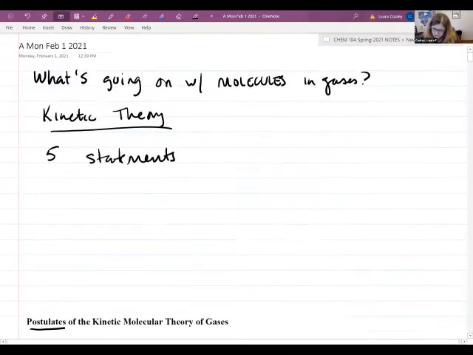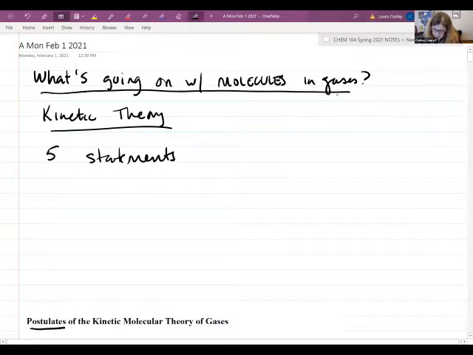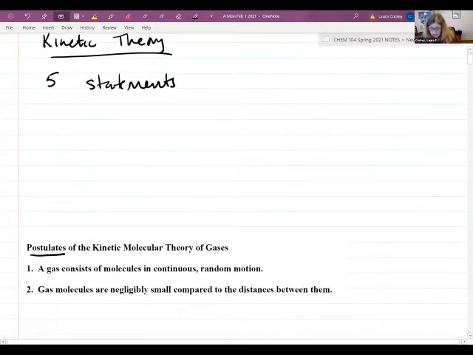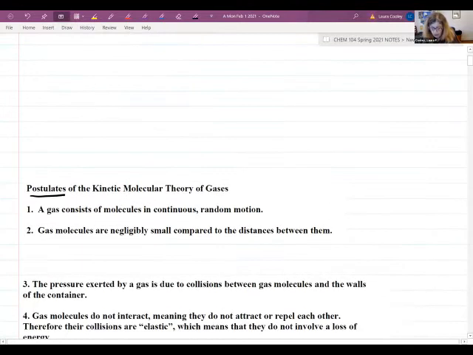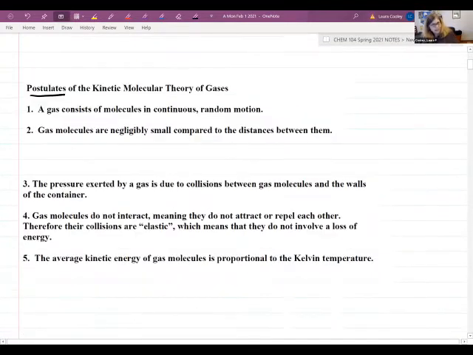All right, so we're going to talk about what's going on with the gas, with the molecules in the sample. We're going to talk about the kinetic theory, and there are 5 statements or postulates. I was just starting to say that you can take these postulates and, with appropriate mathematics and physics, derive the ideal gas law. So these are very intimately connected with the ideal gas law in a way.